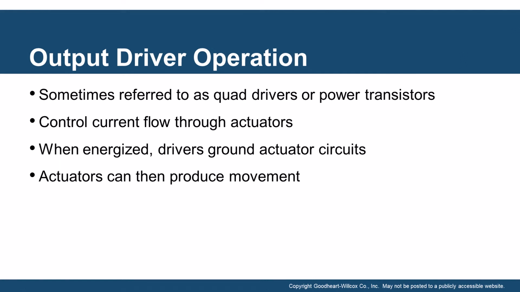The output driver operation is able to control the current flow through the actuators. This control is critical because we don't want to send too much current or too little current. We also want to be able to precisely control where we want those sensors to be. When they're energized, the driver ground actuators actuates the circuit, so we control the ground side. Actuators can then actually move to perform some kind of actuation that's being desired by the ECU.